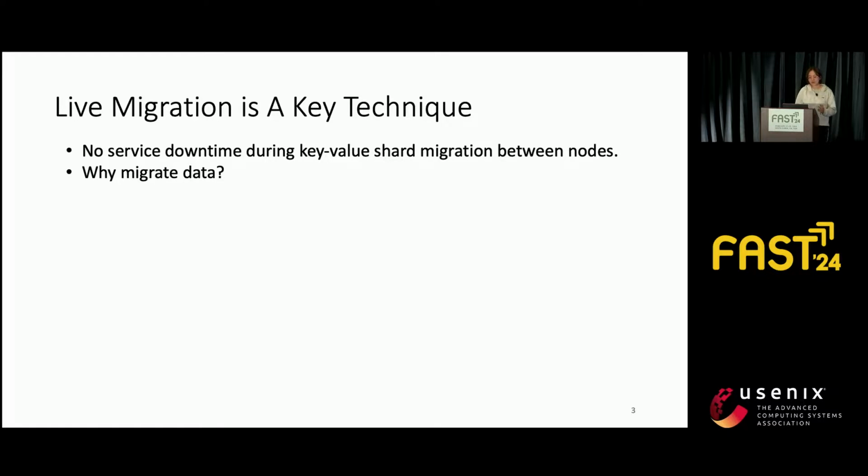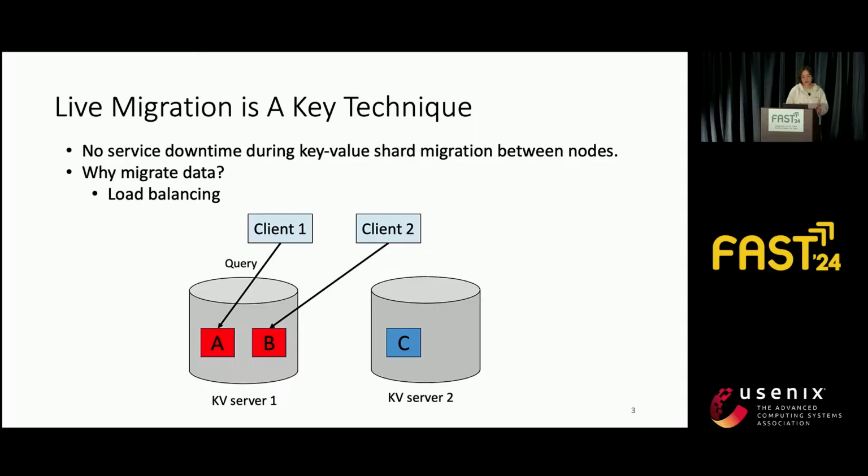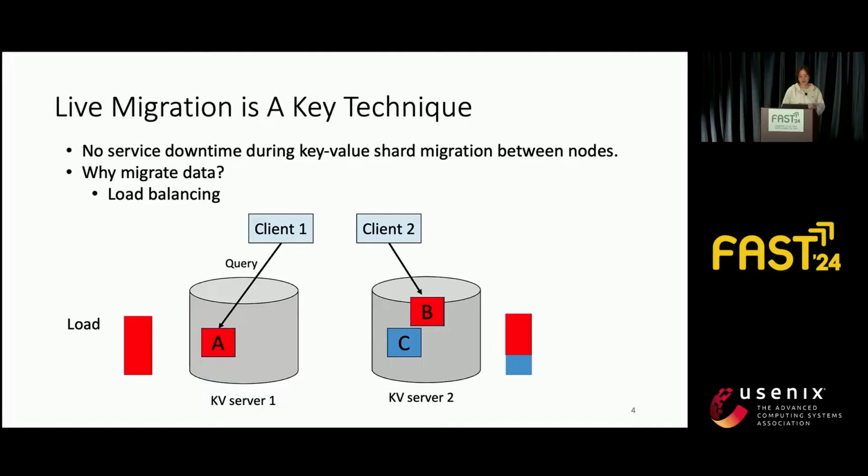So why do we migrate the data? It can provide load balancing to fit dynamic and skewed workloads. For example, there are hot items A and B, and both of them are in server 1. And server 1 is overloaded because a lot of queries go to it. If we can migrate item B to another server, then the queries can shift to server 2. We can achieve load balancing among them.